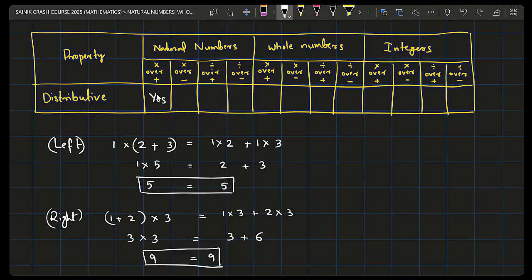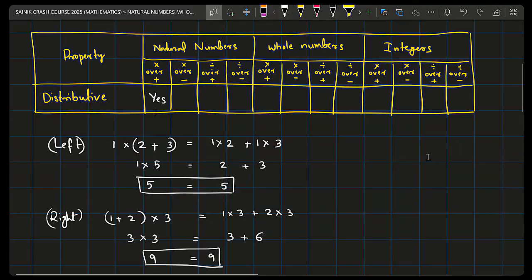So any doubts in this property you can ask. Rishikesh, you have any doubts? Sir, yes, sir, we have to copy this table separately. Yes, separately, not in the previous table. This is a separate table. Okay, sir. So any doubts you have, Rishikesh, in this? Sir, no.